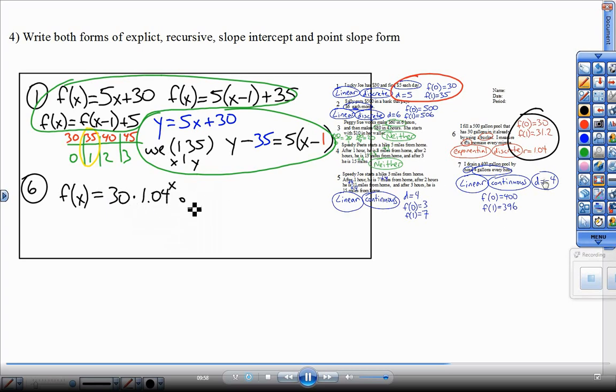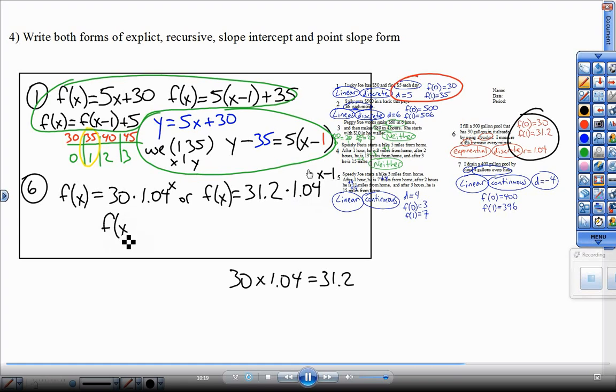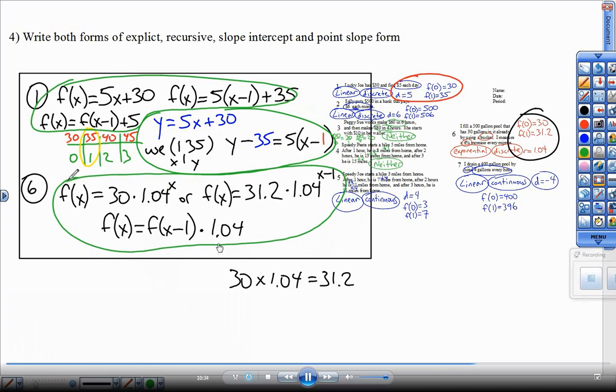or go over to the first term and I get that 31.2 by multiplying 30 by 1.04. Again, telling you where I got that 31.2: by multiplying the 0 term times 1.04 gives me 31.2. 31.2 times 1.04 to the x minus 1 power, and then recursive times 1.04. Know that for these geometrics, never will you have slope intercept or point slope form. There's no common slope that's the same. You can't use those equations.